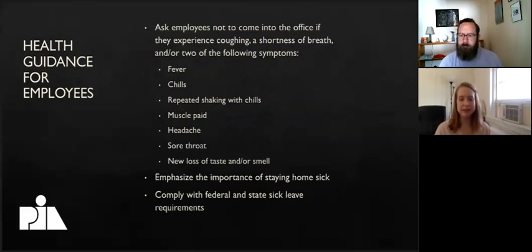And emphasize not just the importance of staying home, but also the federal and state sick leave options they have that will ensure that they will still earn their income, they will get paid leave for taking this time out. So they're not going to have to pick between their paycheck and coming in and health. It's better for everyone if they have a cough, they stay home.